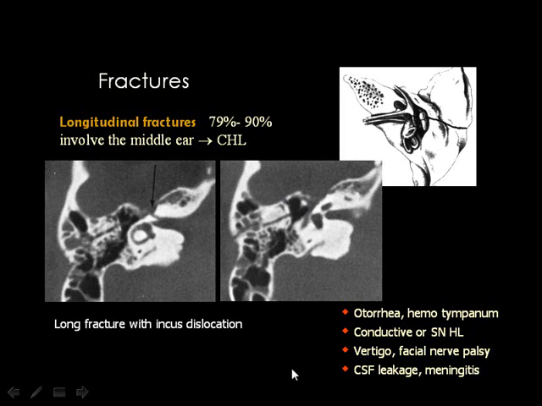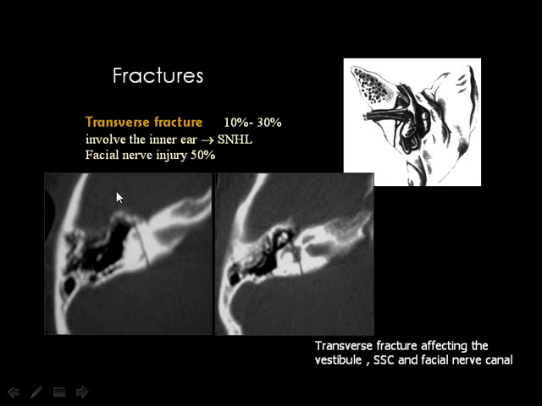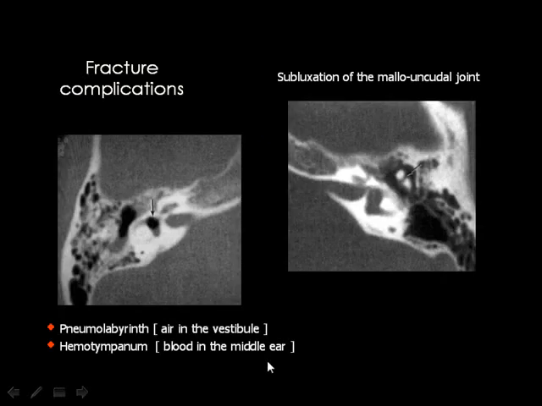And this is the horizontal, or as if this is the transverse fracture of the Petrous bone. And you can see the fracture line which passes across the Petrous, and it affects mainly the inner ear structures. These are the two limbs of the superior semicircular canal. It also affects the vestibule.